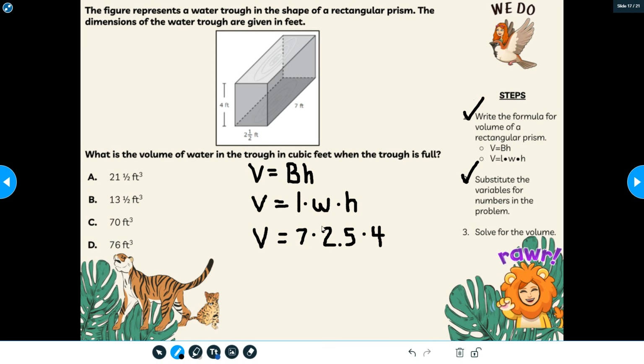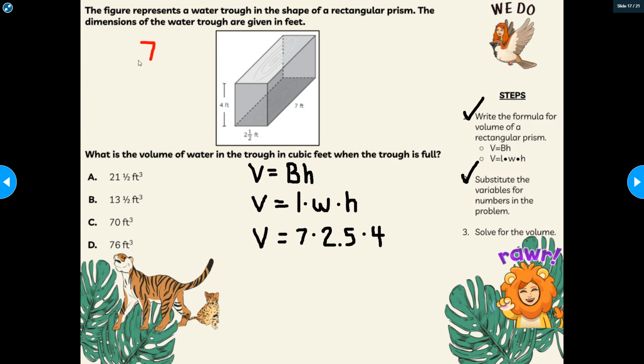Okay, so now we just need to multiply these three numbers together. And since we're multiplying them all, it doesn't matter which order you multiply them in. For me personally, I would rather multiply 7 times 4 and then multiply times 2.5. That way I'm only multiplying by a decimal one time. All right, so 7 times 4, I'm going to do that first. 7 times 4 is 28.